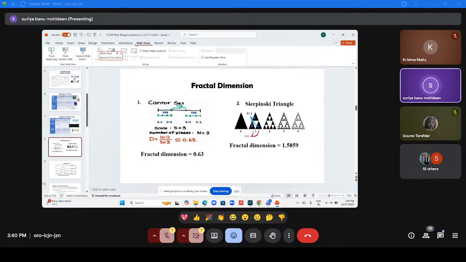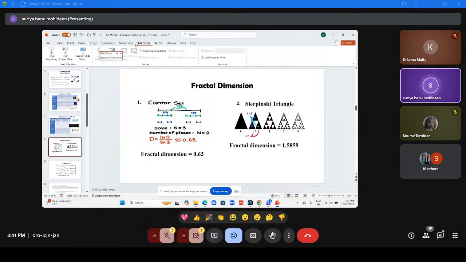For the Sierpinski triangle, we should take an equilateral triangle. In the equilateral triangle, we have to mark the midpoint of each side. Then we have to draw a small inner triangle. So therefore, we can say there are three shaded parts. Therefore, n is equal to 3.